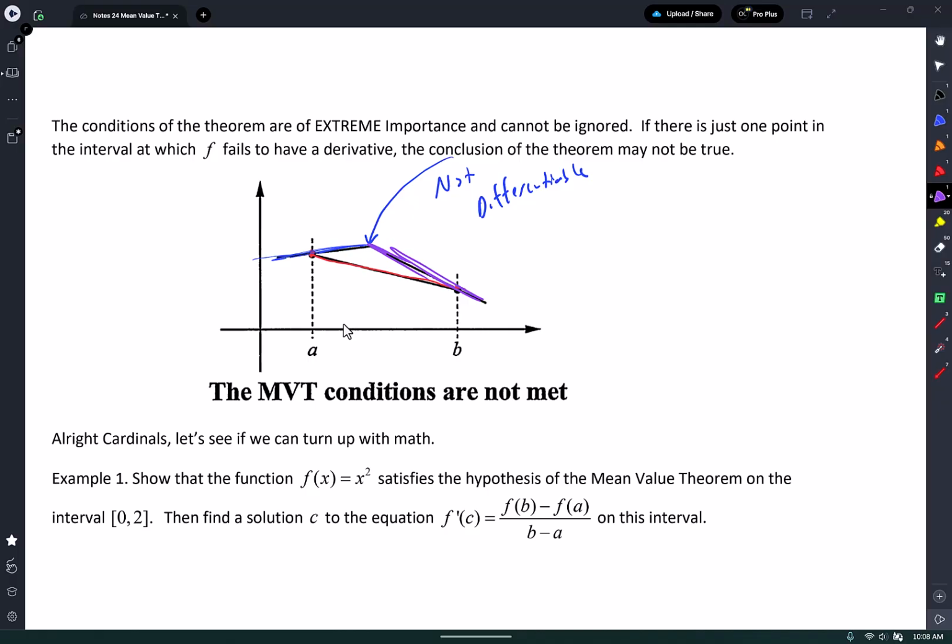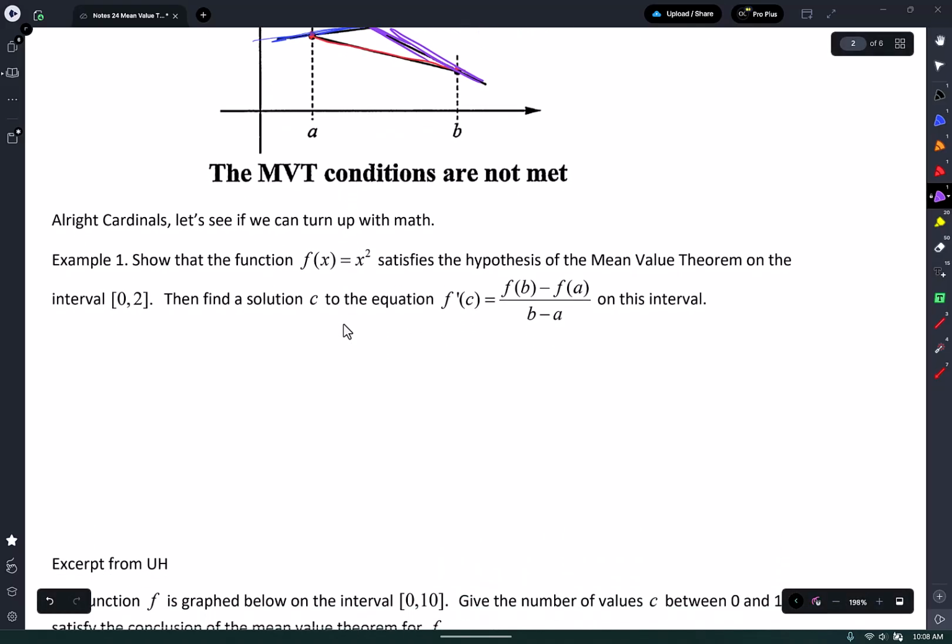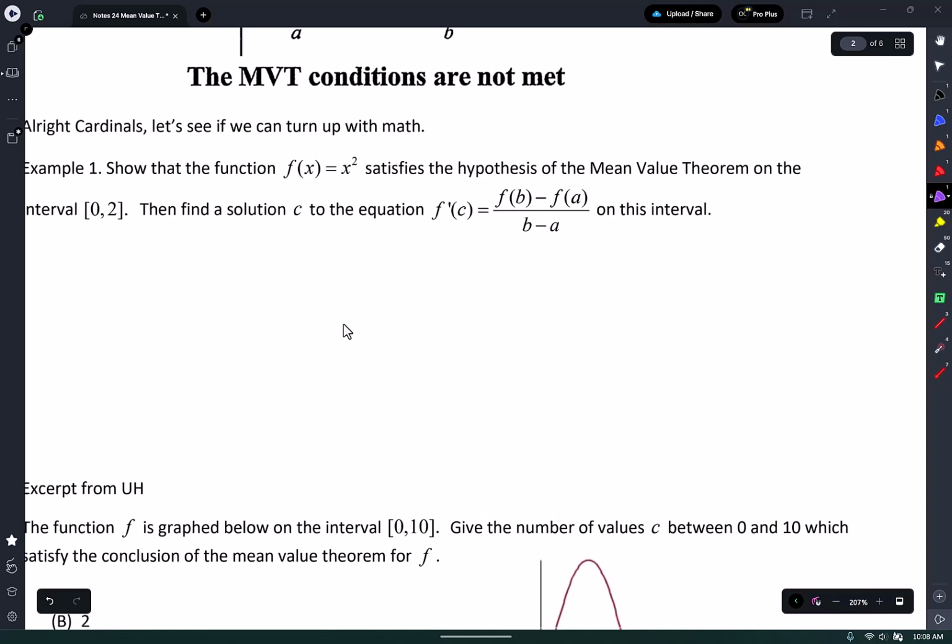So you must be differentiable to use the mean value theorem. If you're not differentiable, you cannot use the mean value theorem. It's that simple. Cool or not cool? Okay. All right. The mean value theorem is this, and so let's see what it says first.